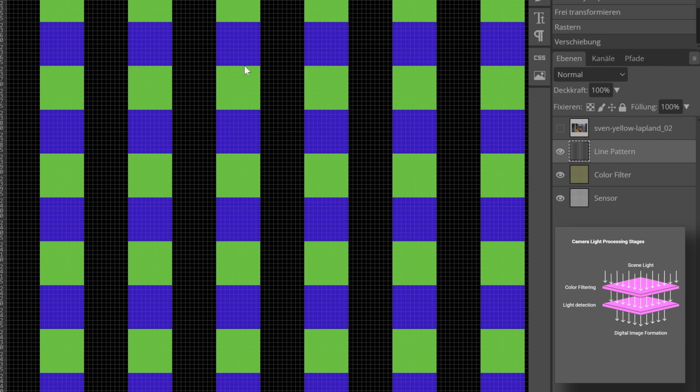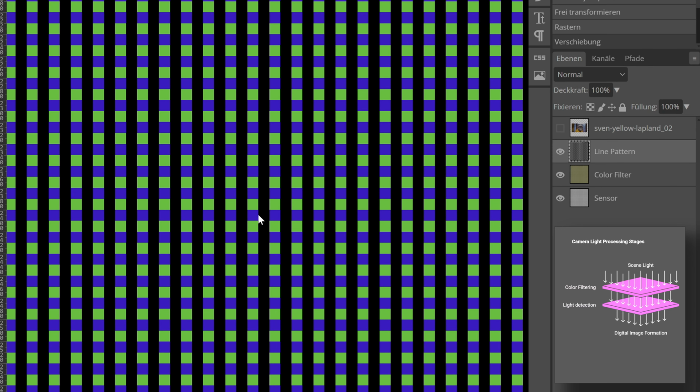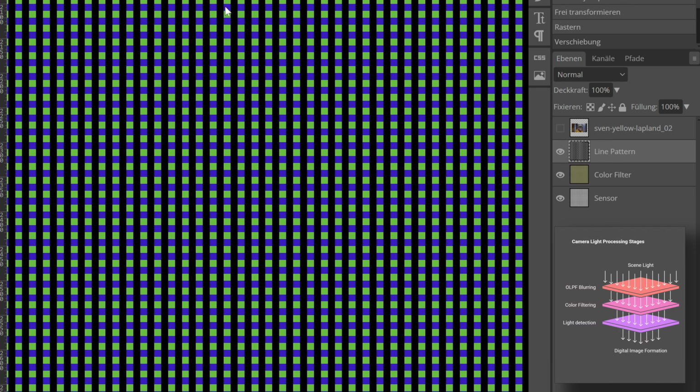So to combat that, some cameras are using OLPF filters. What they do is they put on top of the sensor a layer that is blurring light in a vertical and horizontal way. So things are a little bit less sharp and the light is more distributed on the different colors of the sensor.